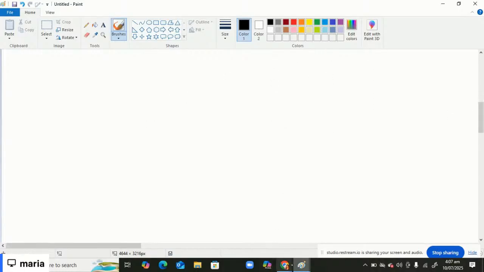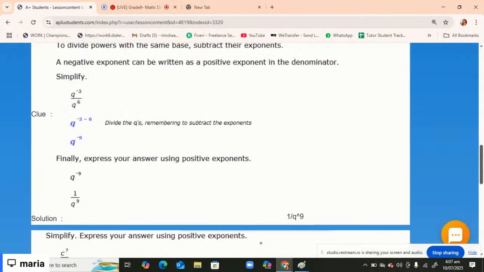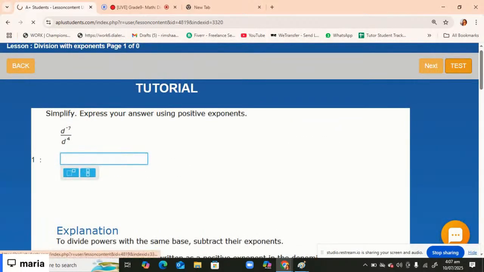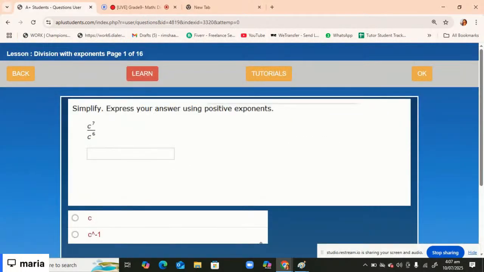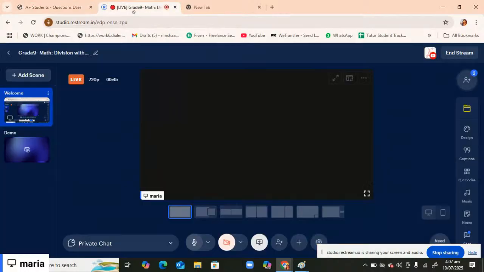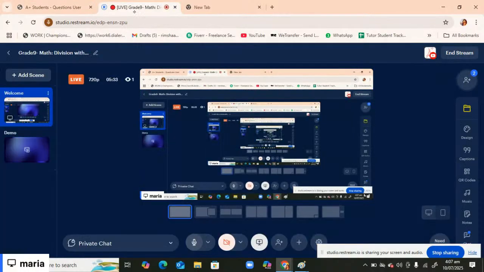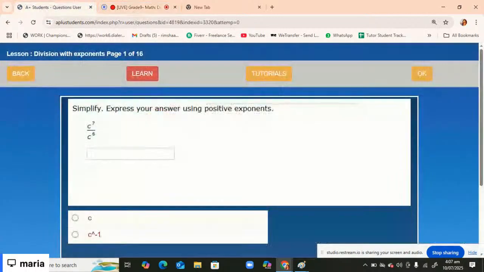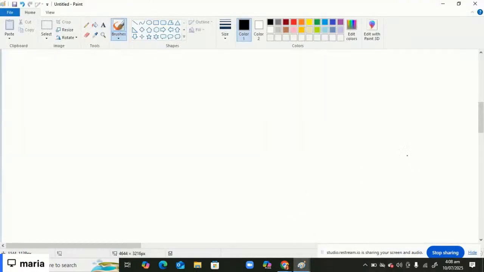Okay, now let's start some test questions. Now you guys tell me the answers one by one. Tell me the answer in the chat, okay? So here is c power 7 into c power 6. Look here. This is also the sign of the power. Look, this one also shows the power sign.